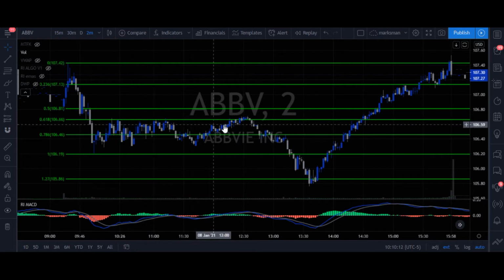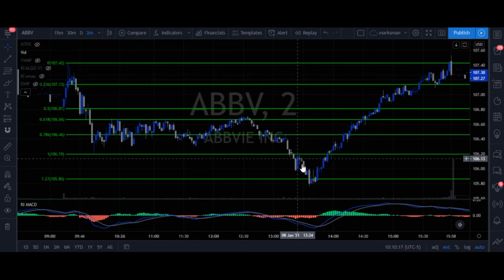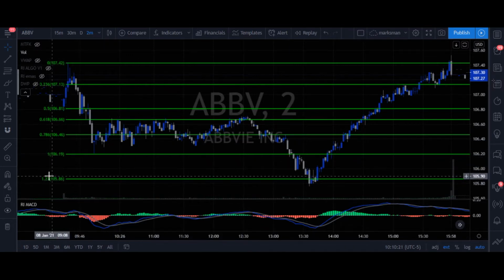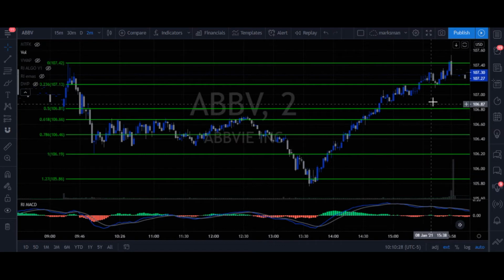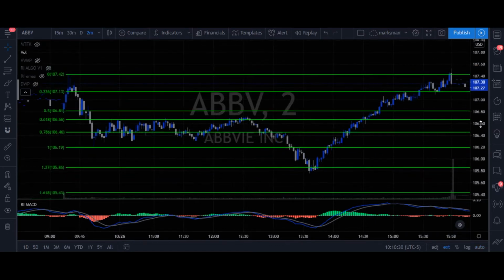But we hold this 618 level pretty strong throughout the day, and then eventually it cracks and we come down and make it to our 127 level. Now this 127 level is our first profit taking level that we like to look for. This 127 is huge. Also we like to look for this 1618 level, which is also very huge.